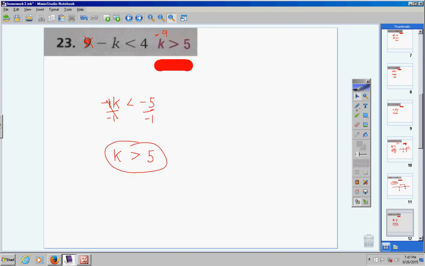Okay? Now, let's graph it. Put a 0. Put a 5. Put a point. Notice you'll leave the point open because there's no equal sign here. K is greater than 5. And there we go. Alright, let's try another one.